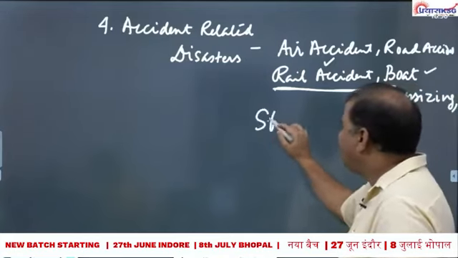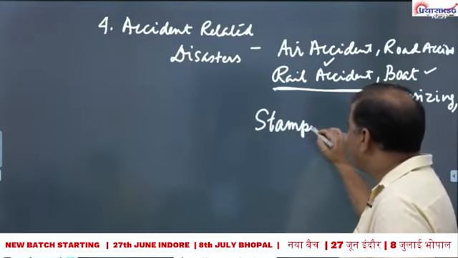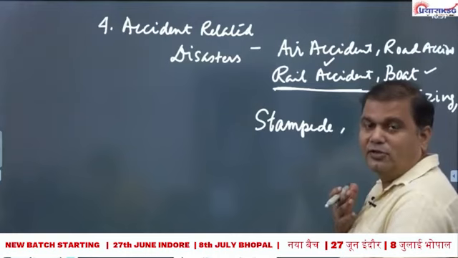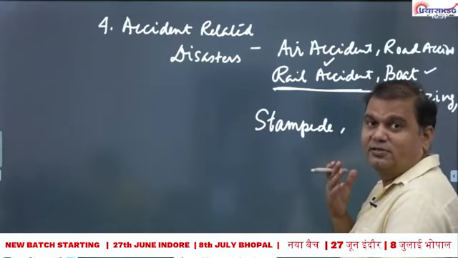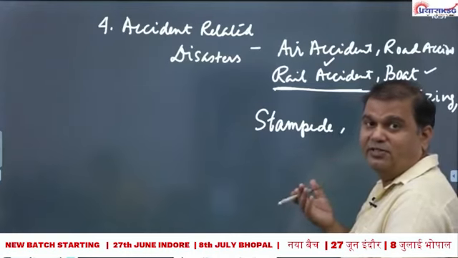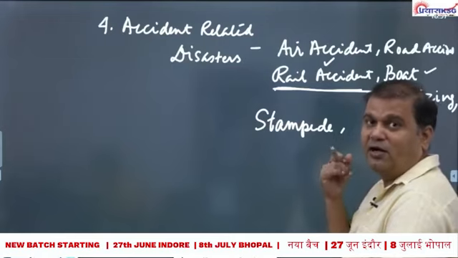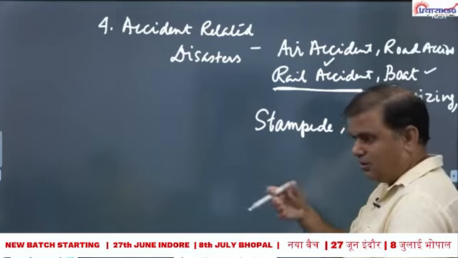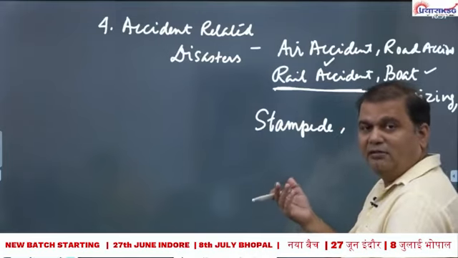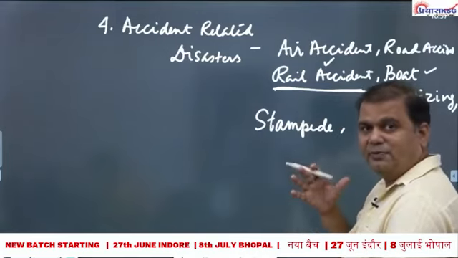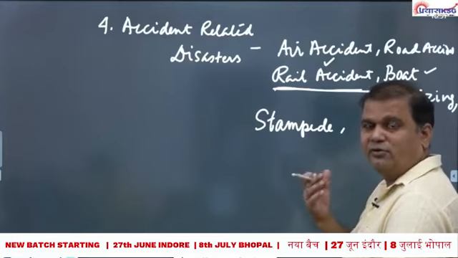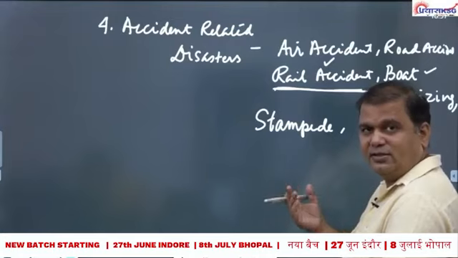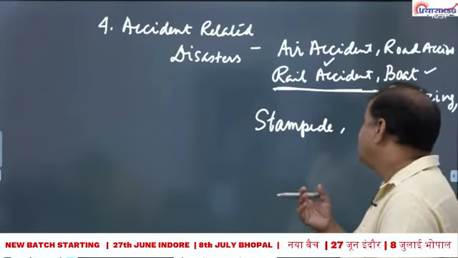Then, stampede is a disaster. Stampede is nothing but a sudden rush of a mob. The Ujjain tragedy took place in Madhya Pradesh, which was a big stampede. It took place in the Mahakal Mandir because the lane to the main Mandir is very narrow and 20,000 people waited for the gate of the temple to be opened, and this resulted in a disaster. So the Ujjain stampede is very famous.